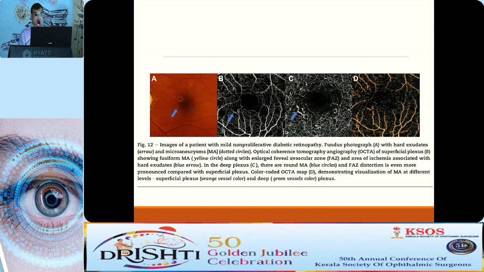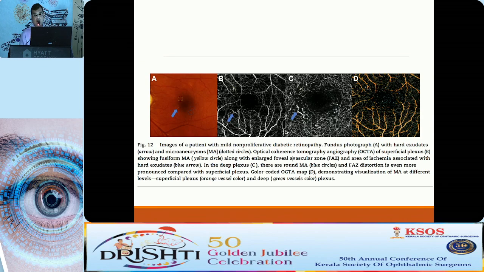This is an example showing microaneurysms and hard exudate, which can be seen in the middle, at the level of the arrow, and a microaneurysm at the end of these enlarged capillaries. Though it is difficult to detect, with careful imaging you can detect it.